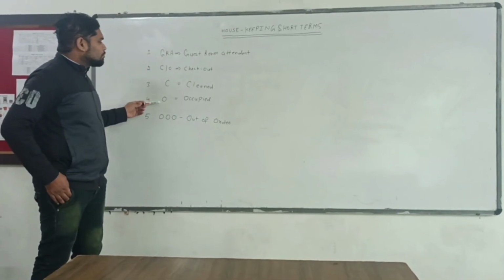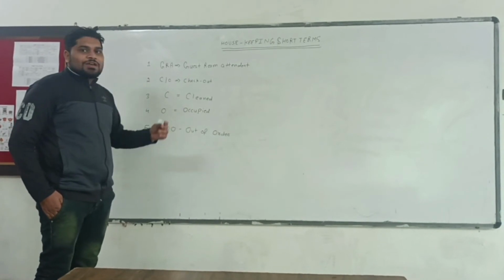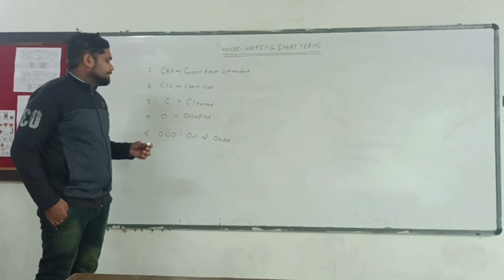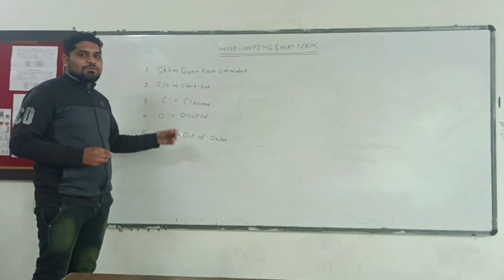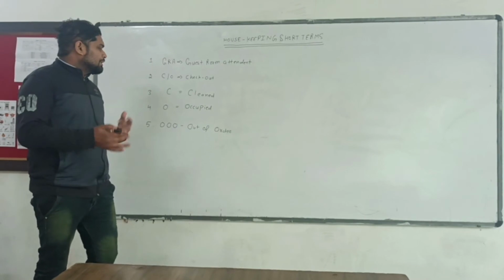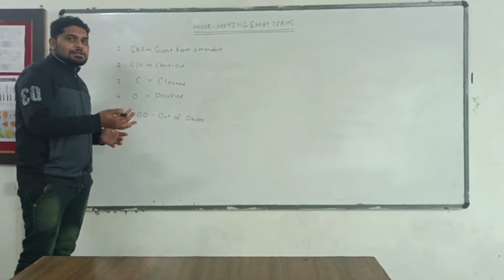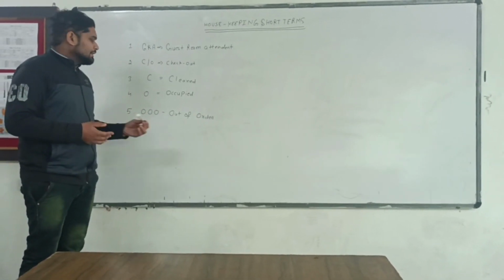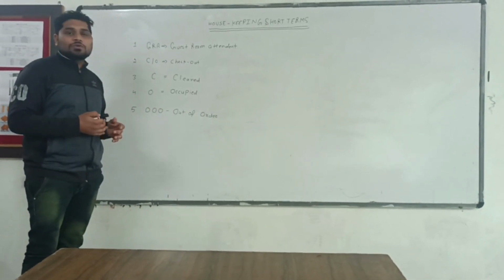O stands for occupied. Occupied means when a guest is staying in the room, we call it occupied. And if we talk about triple O, out of order, it means the room is not in working condition or not ready to sell because there is some problem in the room, like the LED is not working, the AC is not working, the TV is not working.